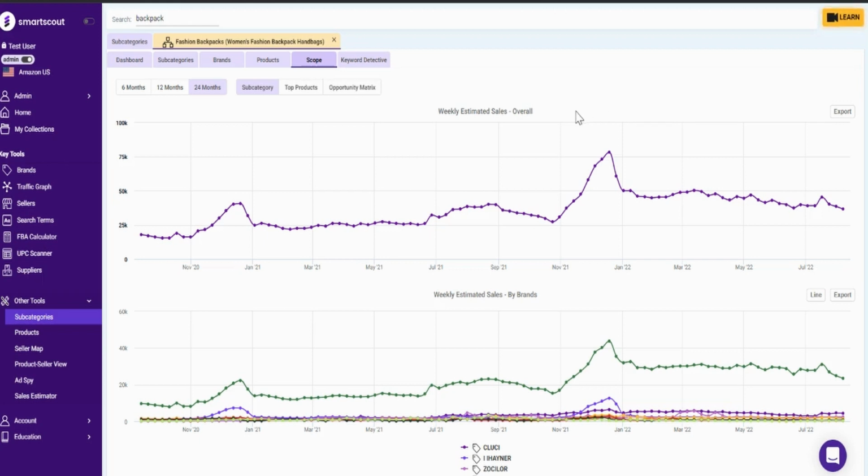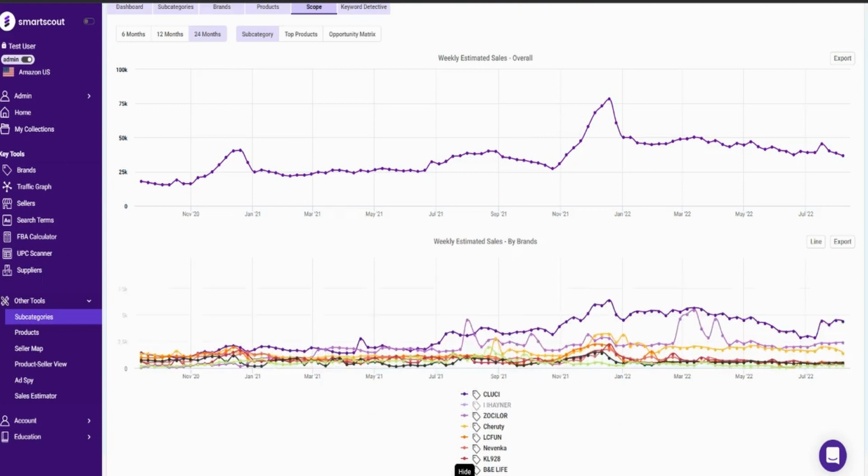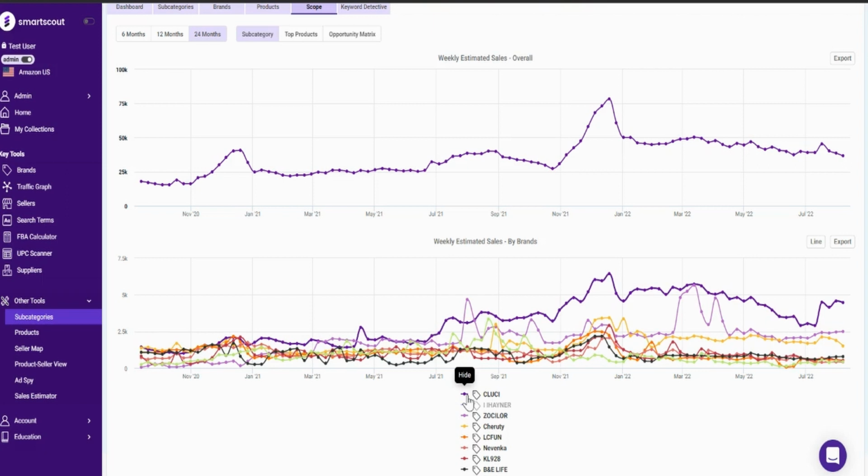Looking at this specific subcategory, you can see right here that there was a spike in overall unit estimates during December. I'm assuming that this has a bit to do with Christmas. You can also see the estimated sale per brand and can select or deselect whichever ones you want to see, as well as if you wanted to look at the market share breakup. We'll get into a little bit more of this information in the Scope overview.